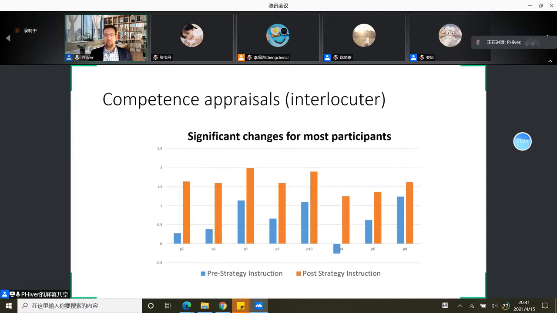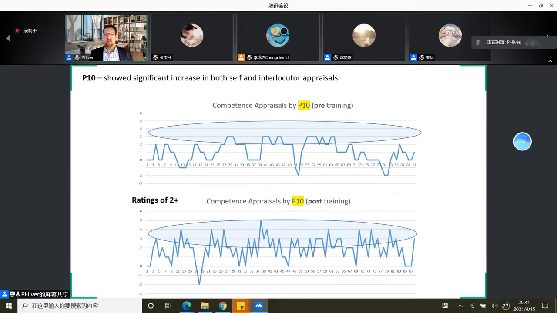So here's a slightly different figure. Now this figure shows others' competence appraisals, so ratings by the interlocutor. And again, we could perform a horizontal analysis, or we might perform a vertical analysis to focus on patterns in each individual.